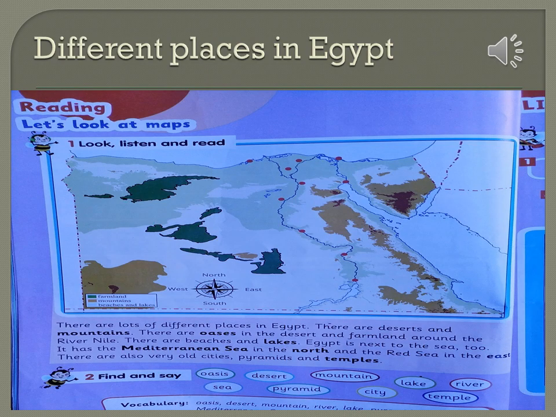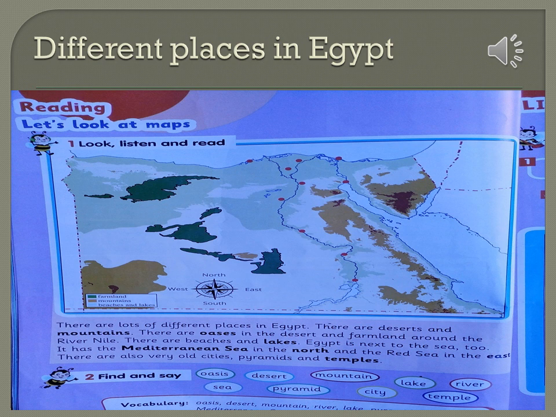Now open your student book, page 6. Let's look at maps. As we see here, we have Egypt's map, and we will identify the different places in Egypt. We have two seas, the Mediterranean Sea and the Red Sea. And we have the four directions, which are north, south, east, and west.